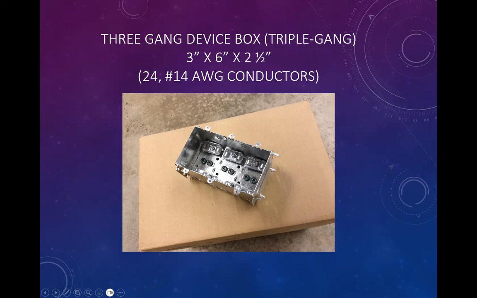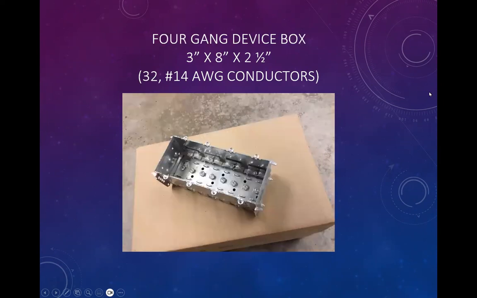So 2, 4, 6, each 2 inches. So of course it's going to be 3 inches by 6 inches. And this one happens to be 2.5 inches deep. This box can contain, you can fit 24 14 gauge wires and still be legal.